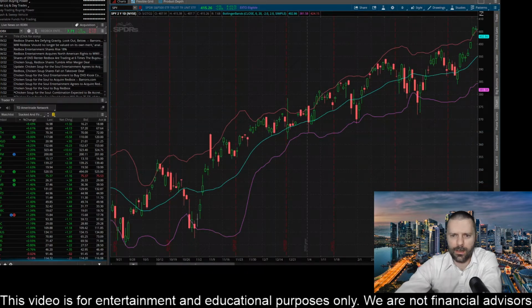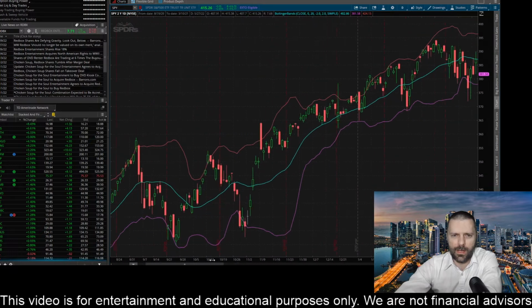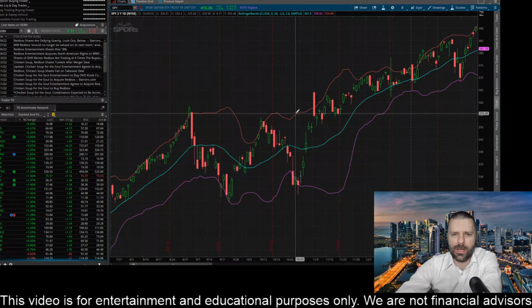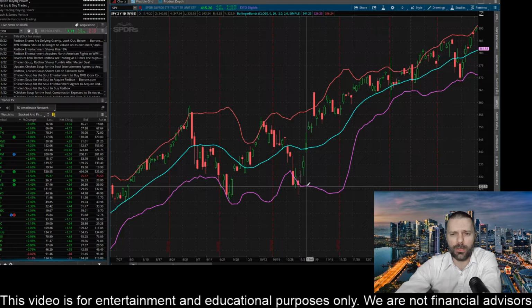So let's talk about what we are seeing on the chart here. In the middle, you've got that light blue line. That is your 20-day moving average. It's a simple moving average by default here in Thinkorswim. On the top end, you have a red line, and that is your two standard deviations to the top end. And then on the bottom, you have this purple line. That is your two standard deviations below that 20-day moving average.